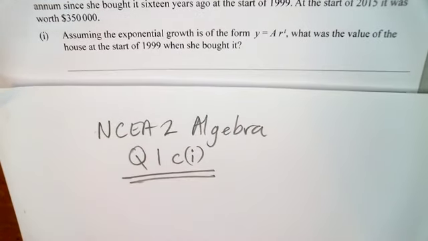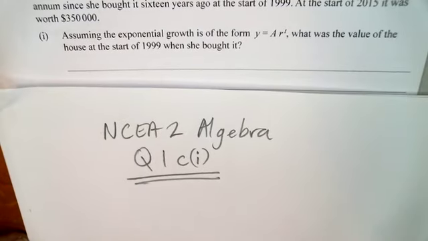Assuming the exponential growth is in the form of y equals a times r to the power of t, what was the value of the house at the start of '99 when she bought it? So let's take a look at the equation first of all.